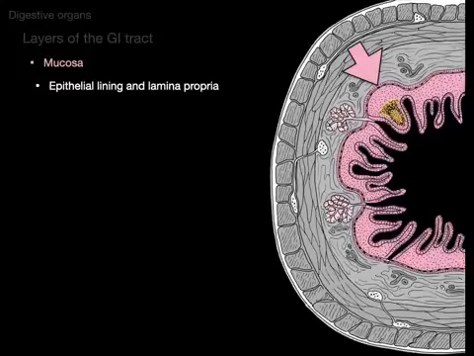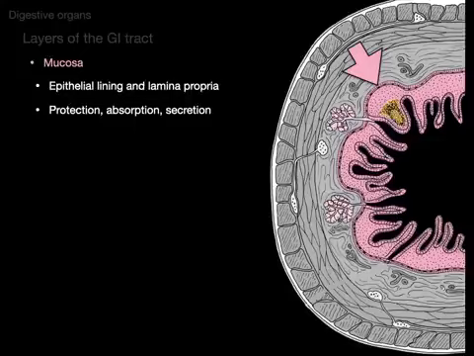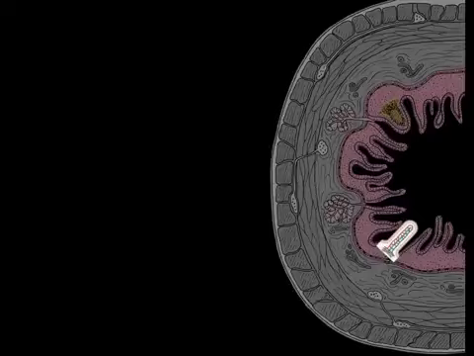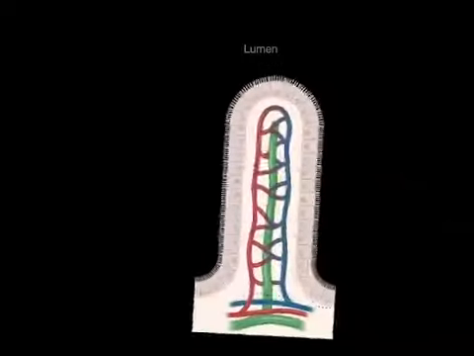Deep to the basement membrane of the epithelium is loose connective tissue. We call that the lamina propria. The mucosa is there to protect or to help with absorption and secretion. There's epithelium lining the lumen, and there's the lamina propria. That's where the capillaries are found for absorption. Let's take one of those capillaries and blow it up.